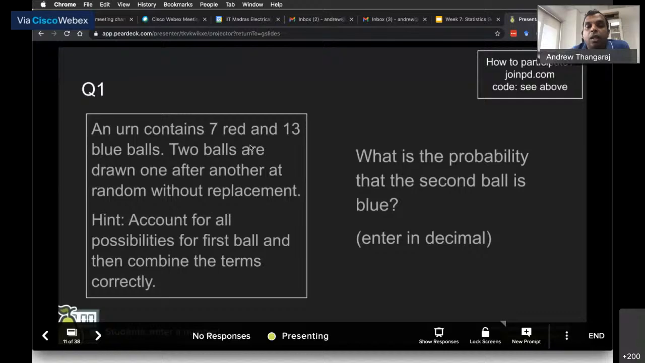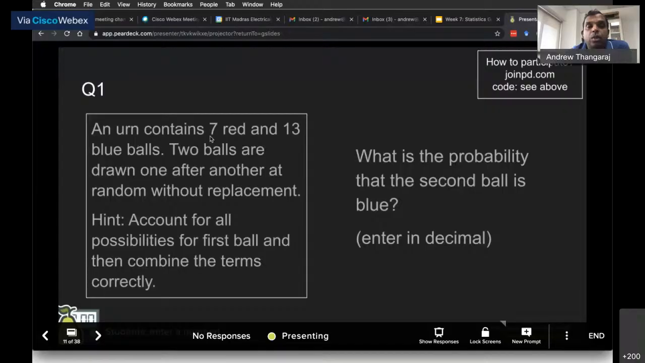Okay, no information about the first ball is given. And this is the probability. There's no conditional here. So this is just the probability. I'm not asking for conditional probability or anything. What is the probability that the second ball is blue? That's what I want to know.